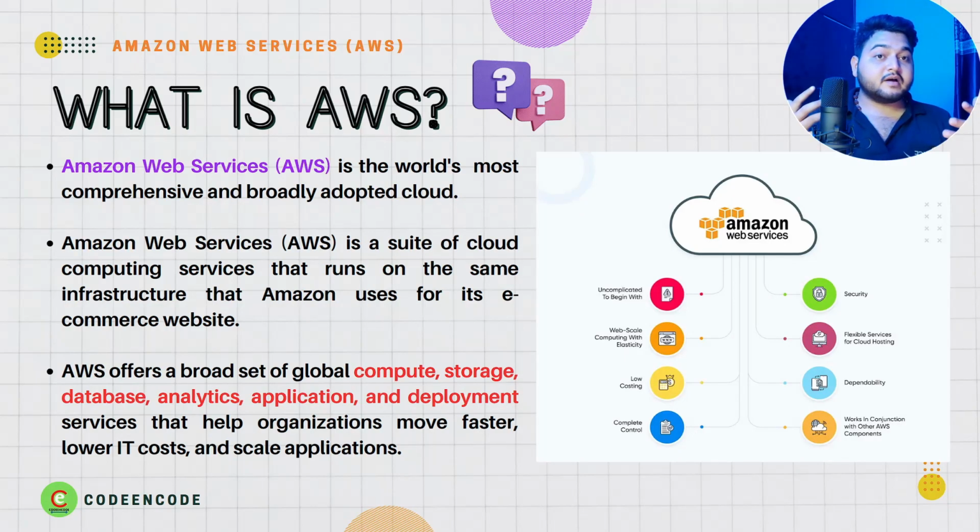AWS offers a broad set, a plethora of services for your organization, like compute, storage, database, network, analytics, application deployment. If you have something around machine learning, definitely they have services for machine learning, like Rekognition and all that. That helps organizations move faster, lower the IT cost. IT cost includes the cost of the infrastructure, right? It includes the training of the IT personnel, and all those costs are included in the lower IT cost. And scale your application. Definitely you have to scale your application.